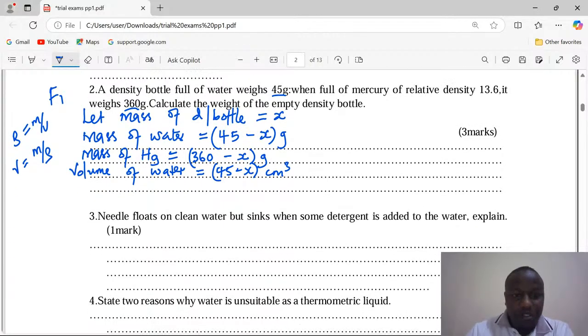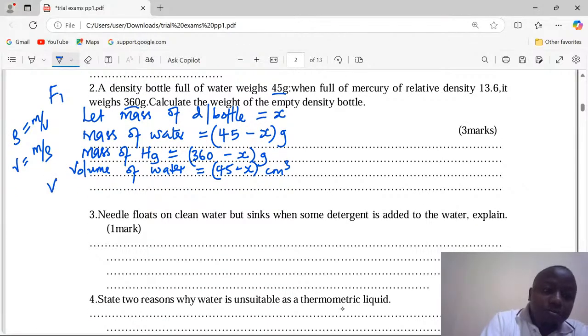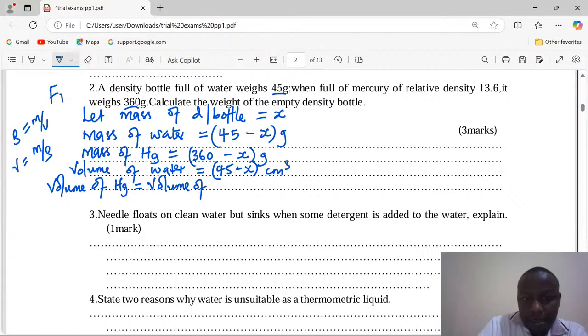So with that, we can also say that the volume of mercury, which will be the same as the volume of the density bottle, is going to be 45 minus x.